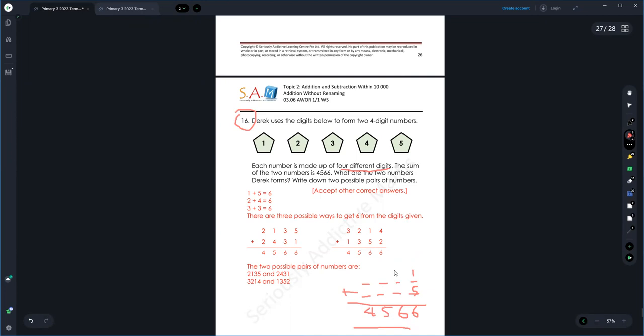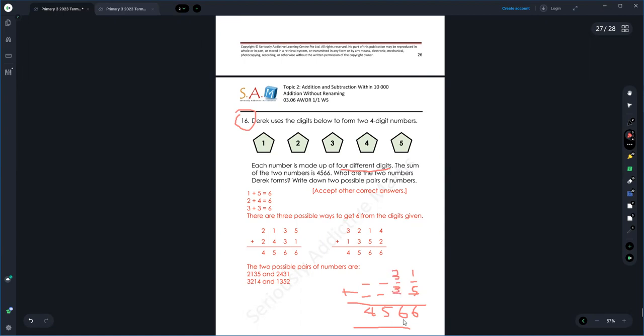I think it's good to demonstrate. So here, if you write 2 and 4 here, the other 2 digits will not be able to give you 5. So hence, you can't use 2 and 4. You can use 3 and 3.